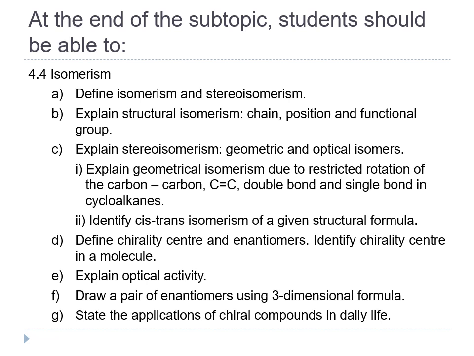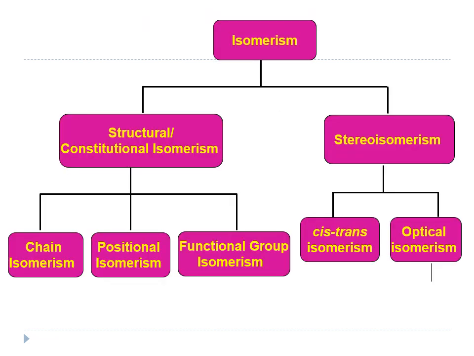We need to explain geometrical isomerism due to restricted rotation of the carbon-carbon double bond and single bond in cyclic compounds, and identifying cis-trans isomerism for a given structural formula. We need to be able to define chirality center and enantiomers. And then what is optical activity by drawing a pair of enantiomers using 3D formula. Next, we need to be able to state the applications of chiral compounds in daily life.